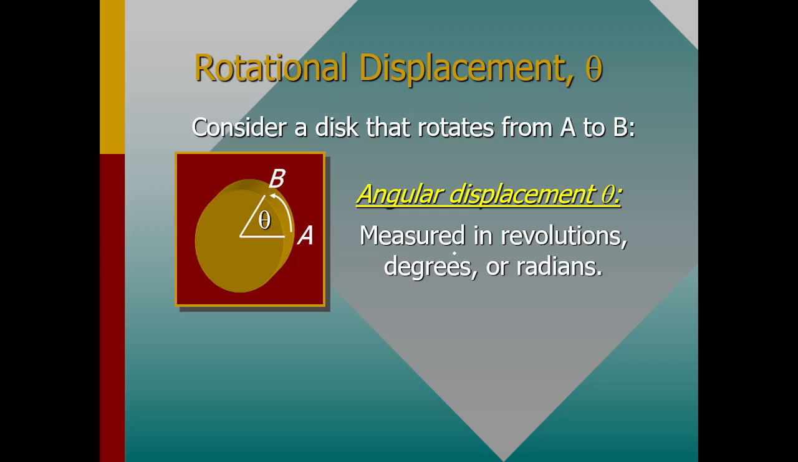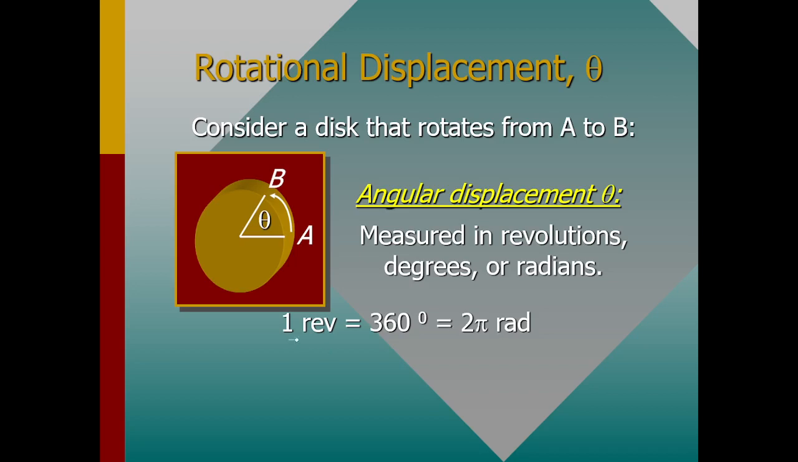Then angular displacement, which is the same as rotational displacement, is measured in revolutions, degrees, or radians. These are the three measurements normally used in angular motion, and they are related to each other by the following equation: 1 revolution is equal to 360 degrees, which is equal to 2 pi rad.